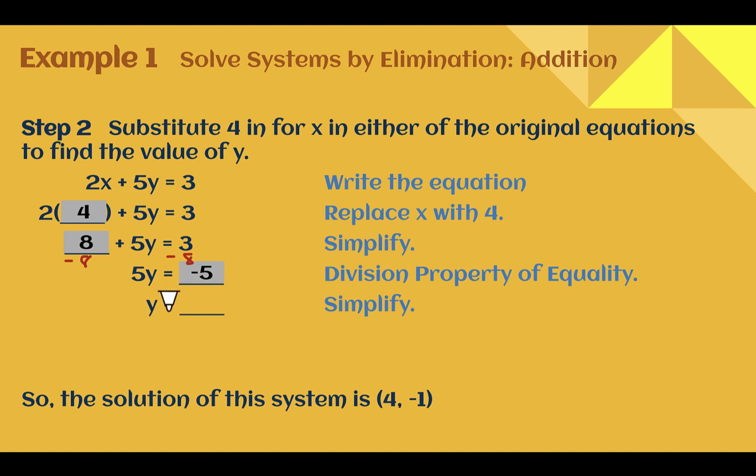5y equals 5, so divide by 5, y equals -1. So the solution to the system is going to be 4 for x, -1 for y. We should check by plugging it into the other equation too.